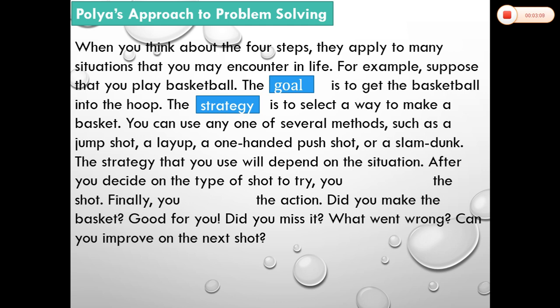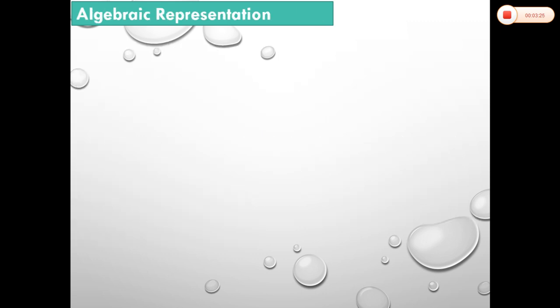After you decide on the type of shot to try, you implement the shot. Finally, you evaluate the action. Did you make it? Good for you. Did you miss it? What went wrong? Can you improve on the next shot?